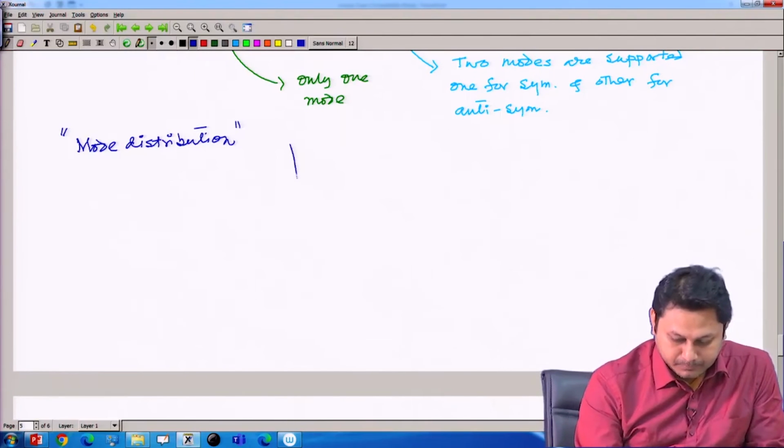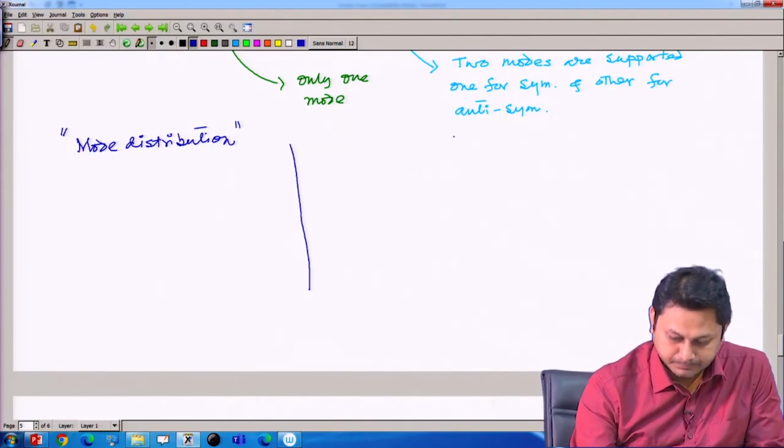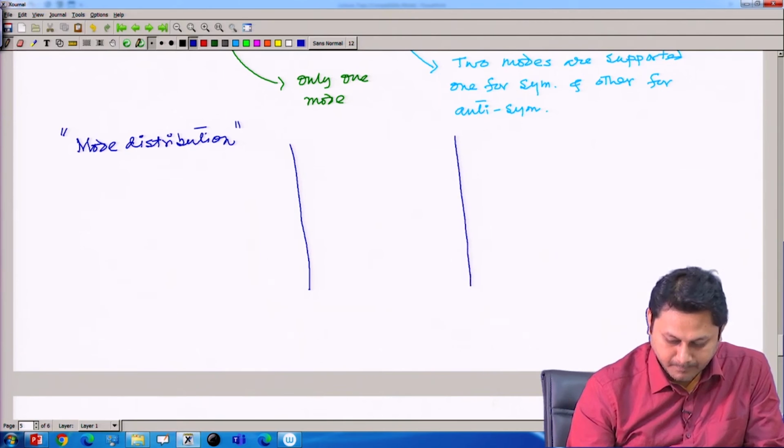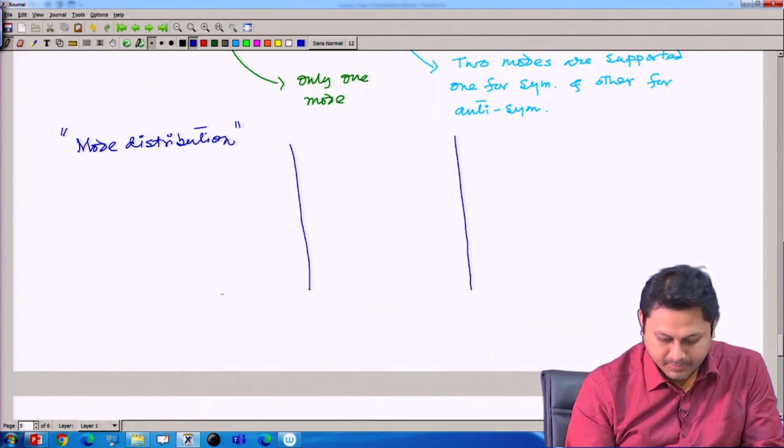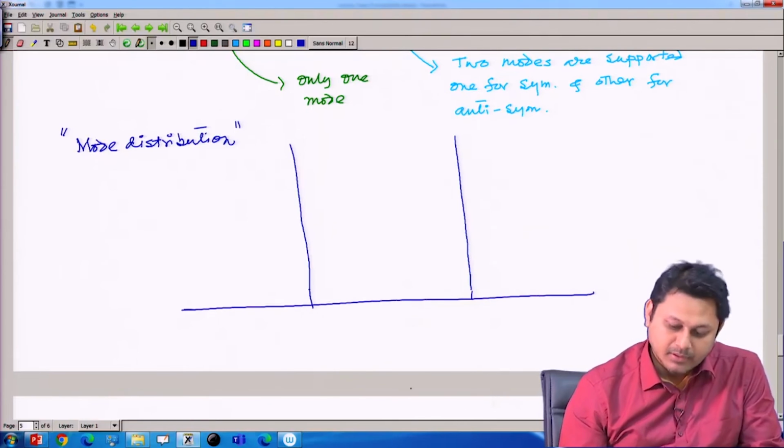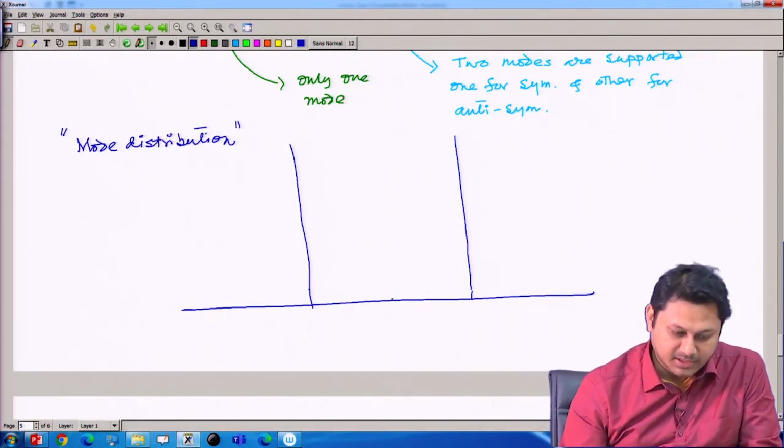So, this is roughly the waveguide structure, like a potential well in quantum mechanics. Exactly, it is a similar kind of problem.